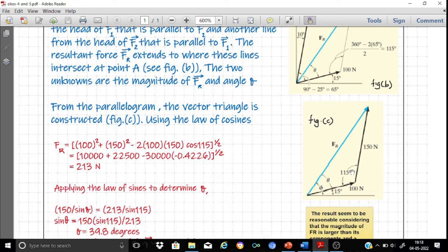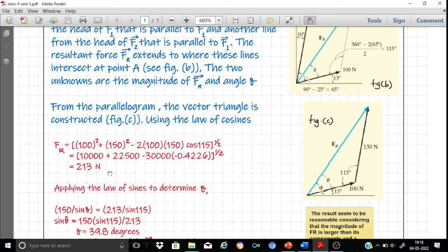square is equal to a square plus b square minus 2ab cos alpha, where alpha is the angular angle. Applying this, we find that the magnitude of the resultant force Fr is obtained as 100 square plus 150 square minus 2 into 100 into 150 into cosine of the angular angle, that is 115. So we obtain the magnitude of the resultant as 230 Newton.